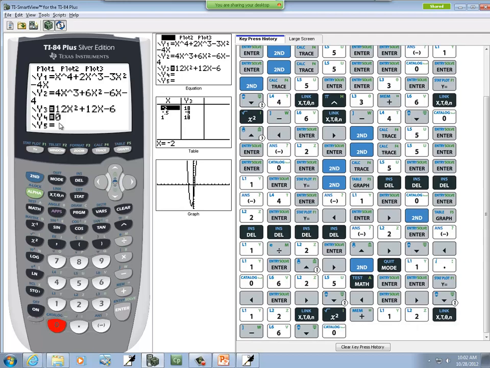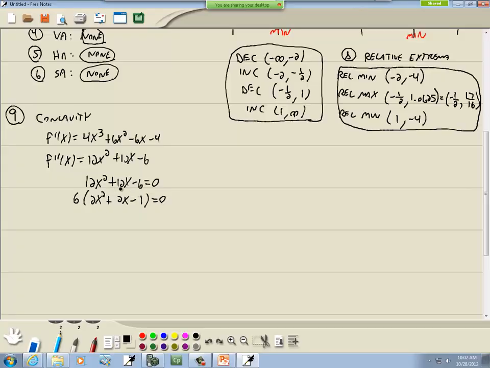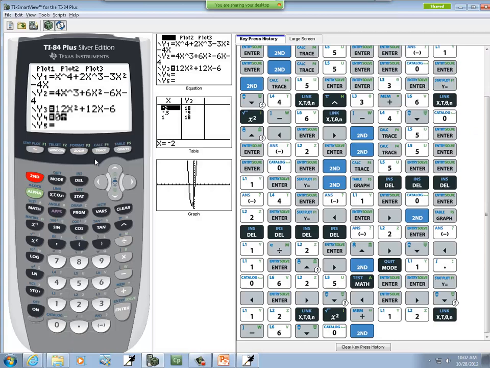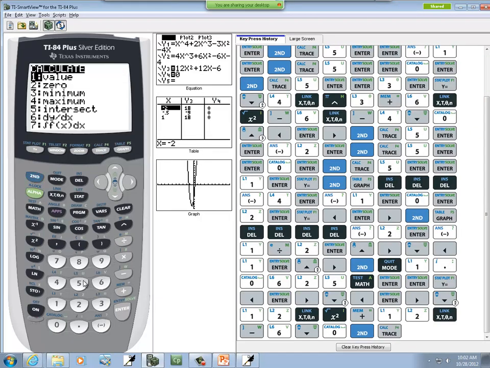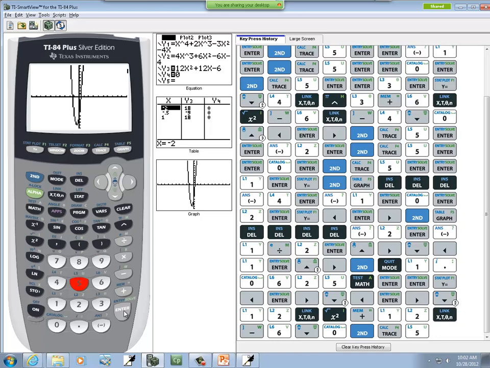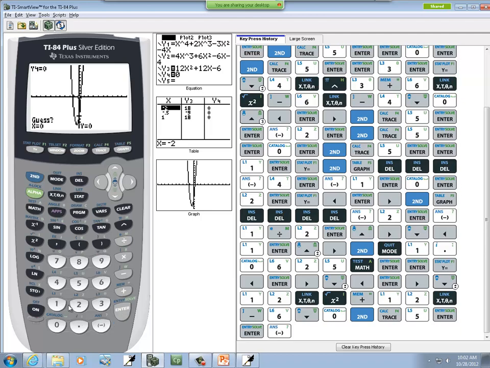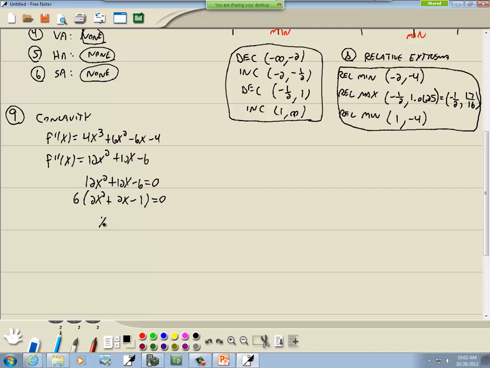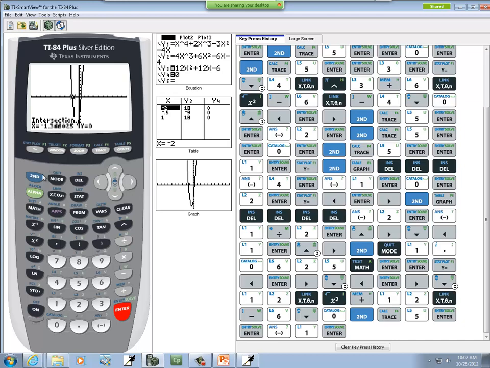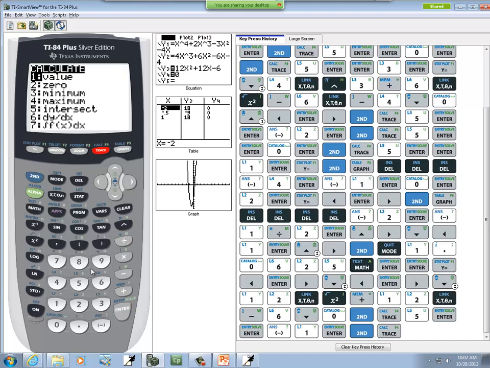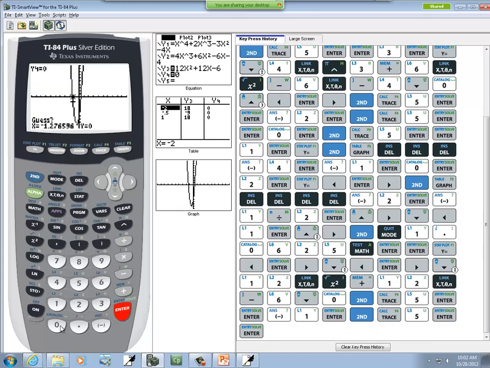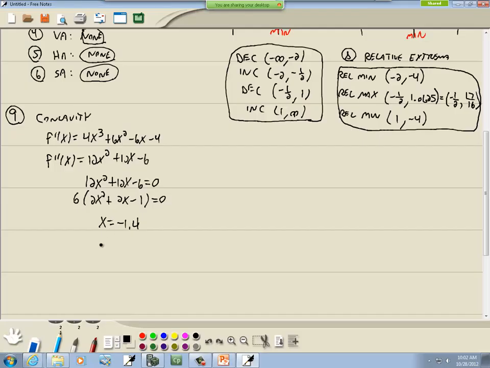Now we're wanting to solve this, and I'm not wanting to use the quadratic formula. I just want to find a decimal. So I do second trace, choose intersect. Crosses looks like a -1. So we enter our first curve, enter our second curve, and we put a -1. That's -1.4. And then our next one looks like maybe a half. So second trace, choose intersect, enter, and we put 0 in. And that's x equals 0.4, taking them both to one decimal place.